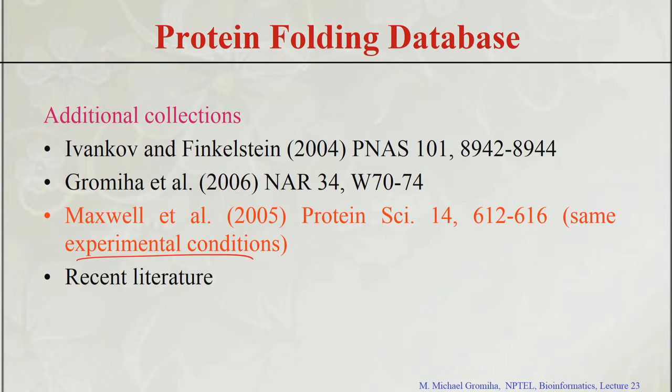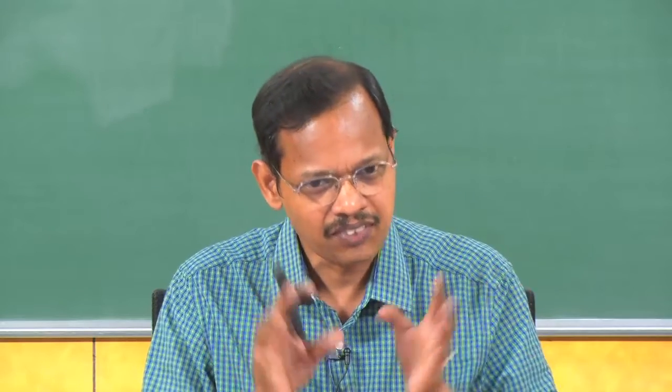Then currently there are several other literatures and reviews that discuss the folding rates of proteins, and we now know the folding rates of more than 100 proteins. So, we have this data, and then we can analyze what factors influence proteins to fold fast or to fold slow.